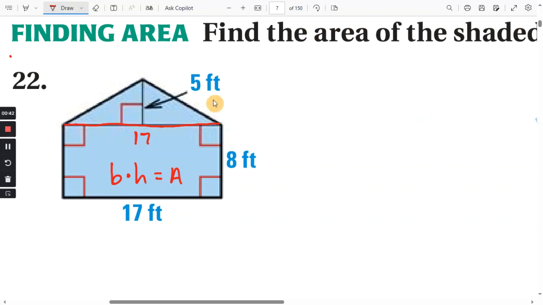And the area for the triangle is just going to be 1/2 base times height. Okay, this is your height right here. This is your base right here. They make a right angle with each other. So you find the rectangle, the triangle, you add them together, and that will be the area of the shaded region, the whole thing.